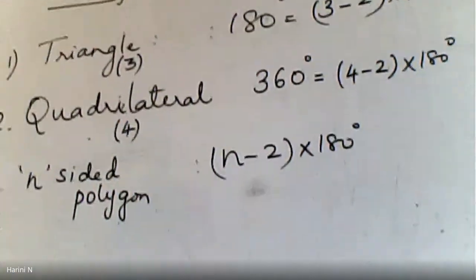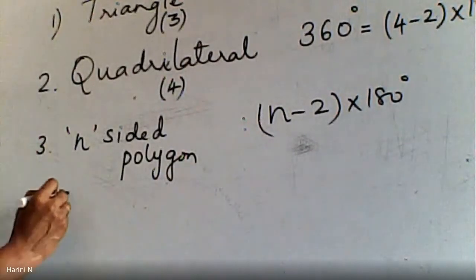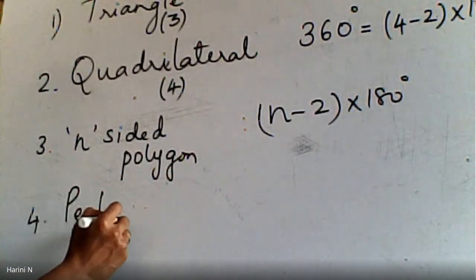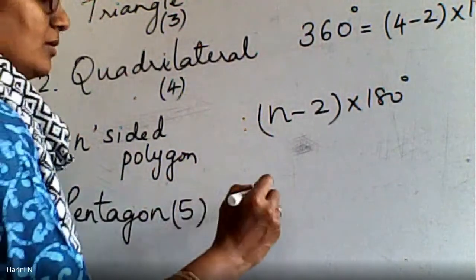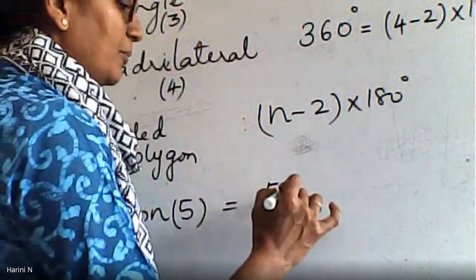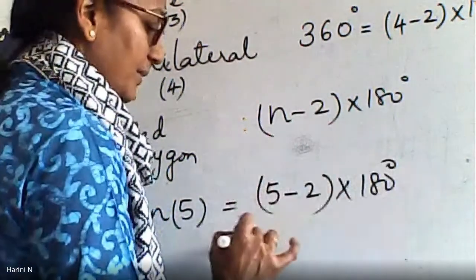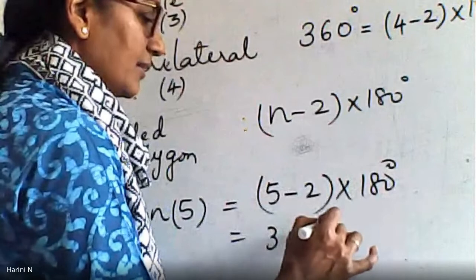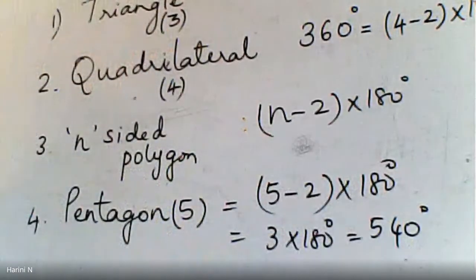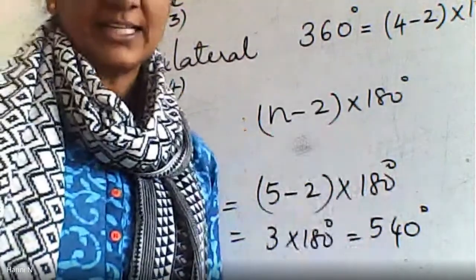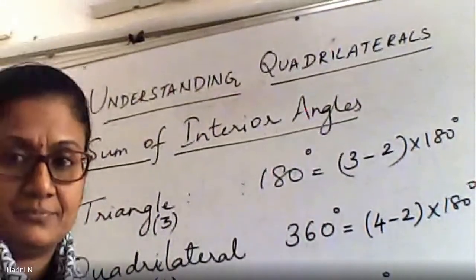Moving on, if I want to find it for a pentagon now, I know it is a 5-sided figure. So the interior angles will sum up to (5 minus 2) into 180. That means it is 3 into 180 degrees, which is equal to 540 degrees. So this is how you can find out the sum of the interior angles of any n-sided polygon.